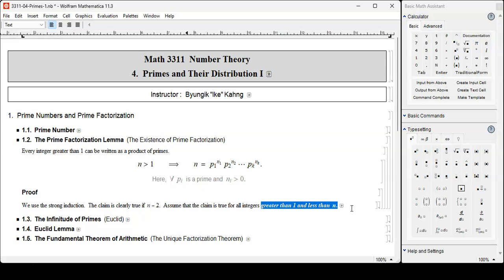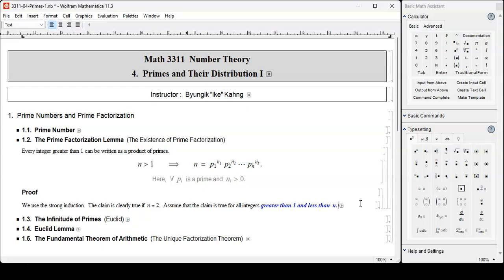So, true for all integers that are greater than 1 and less than n. Not just n minus 1, remember that. For standard induction, we just assume for the one previous. Just assume for n minus 1 and prove for n. Or assume for n and prove for n plus 1. That's what we used to do for standard induction. Strong induction requires everything less than n from the starting point. So in this case, greater than 1 and less than n.